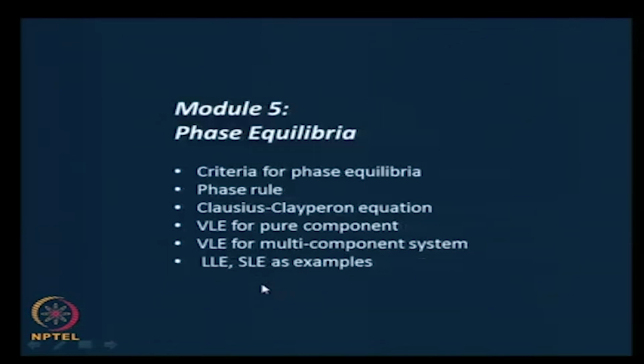Then we looked at module 5, which was on phase equilibria. We looked at the criteria. If there is one take home message, it is the criteria for phase equilibria from this course, and then we looked at phase rule, Clausius-Clapeyron equation, and the various equilibria, VLE, LLE, SLE, standing for vapor liquid equilibrium, liquid liquid equilibrium, and solid liquid equilibrium. In fact, we saw liquid liquid equilibrium and solid liquid equilibrium as examples of application of the general criteria for phase equilibrium.